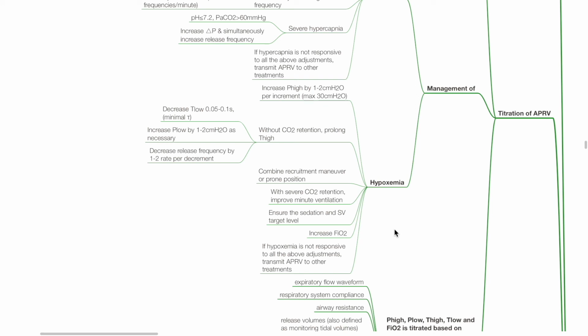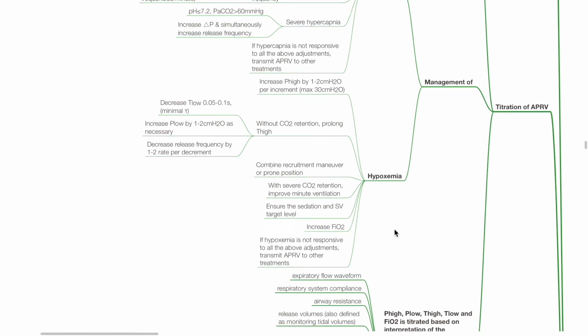With severe CO2 retention, improve minute ventilation. Ensure sedation and spontaneous ventilation is at target level. Increase FiO2. If hypoxemia is still not responsive to all the above adjustments, transmit APRV to other treatments.